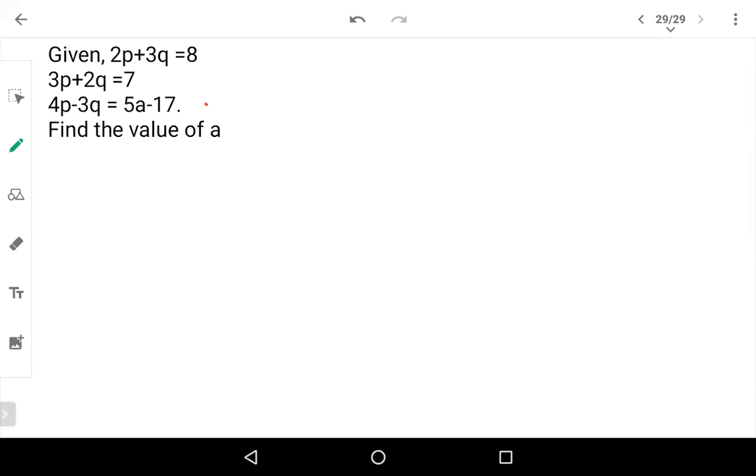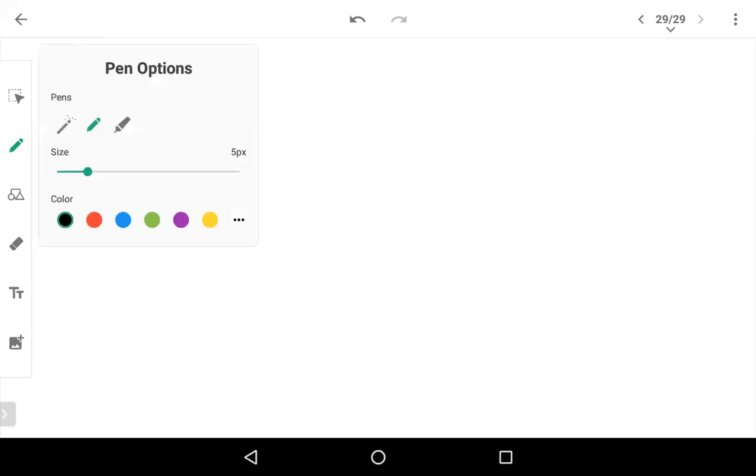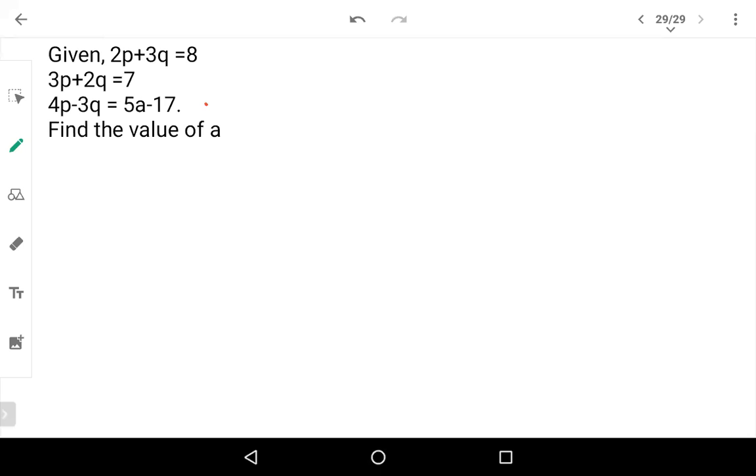Now let us solve this problem. Okay, I know many of you have solved this problem, but for few who have not solved or who have not understood, we will solve this problem together. Okay, so let us start. Now in this problem, we'll have to consider 2p plus 3q is equal to 8 as equation 1. Okay, and then 3p plus 2q is equal to 7 as equation 2, and 4p minus 3q is equal to 5a minus 17 as equation 3.